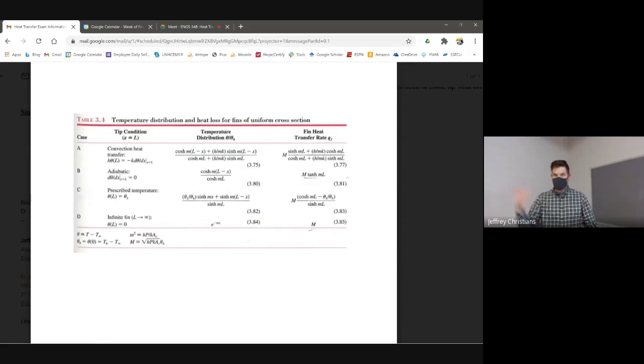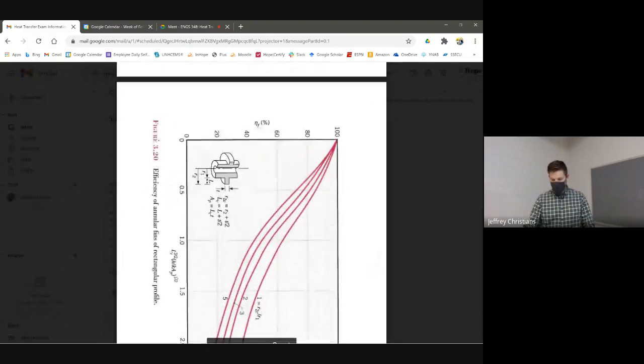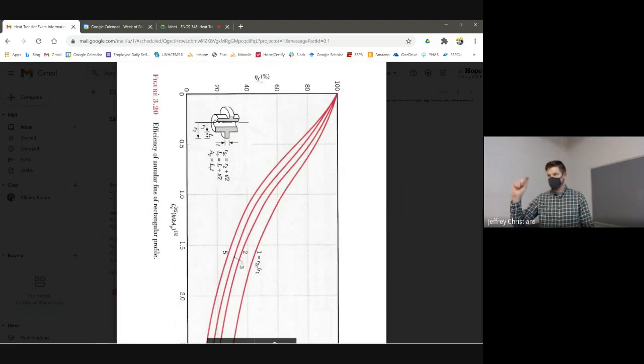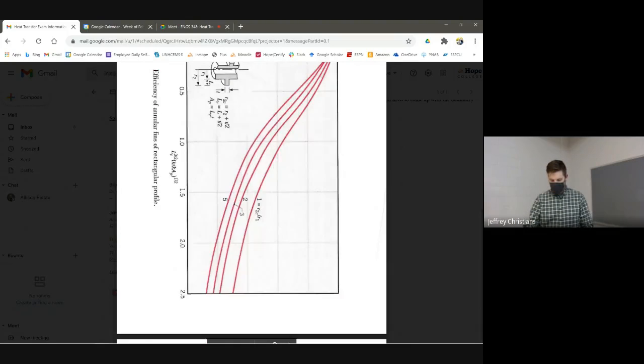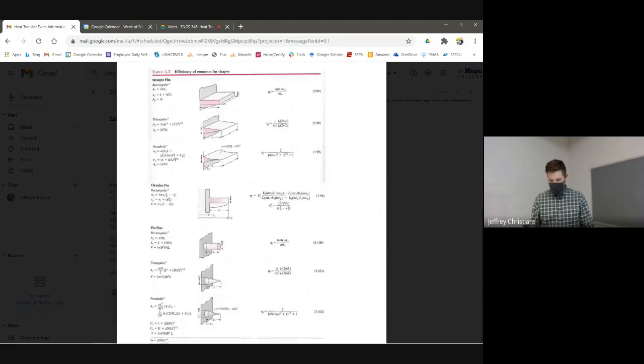Okay, for all of the different tip conditions, again, temperature distribution and the fin heat transfer rate. This chart for fin efficiency of a cylindrical fin. Then this table for fin efficiency of a whole bunch of different shapes of fins.